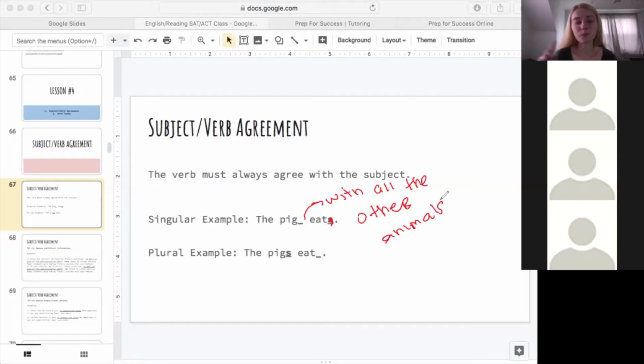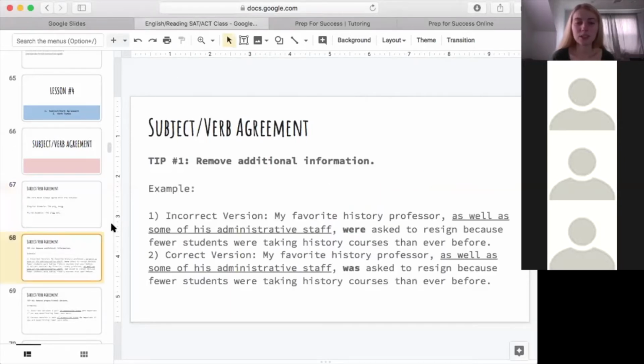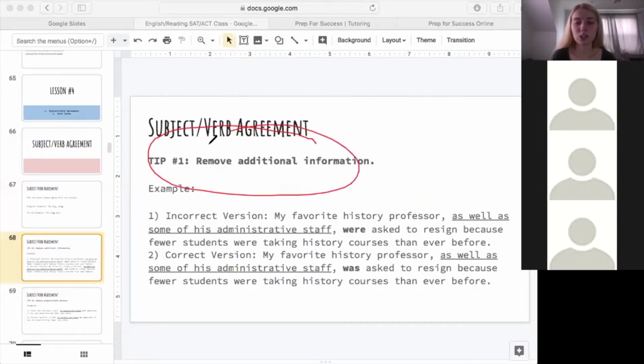However, on this subject-verb agreement section, there are 2 things that you want to look for. 1 is prepositional phrases, and 2 is additional information. We're going to come back to this in a second, but let's take a look at these 2 things, and then we'll bring it back so you can see it in application. The first thing is removing additional information.